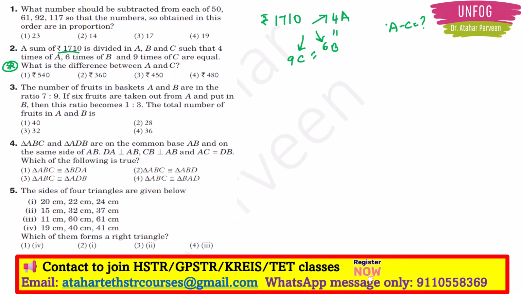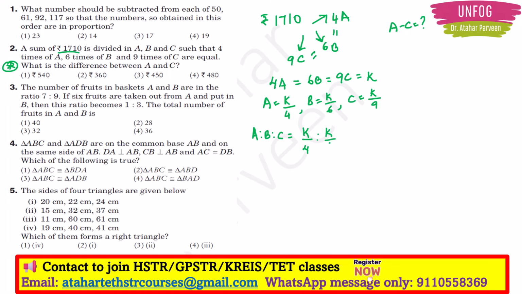So for this type of questions, what you have to do? First you have to assume some constant K. So 4A is equal to 6B is equal to 9C, some constant K. Okay. So with this, what will be A? It will be K by 4. What will be B? It will be K by 6. What will be C? It will be K by 9. Right. Now if I take the ratio of A is to B is to C, then I will write like this, right? K by 4 is to K by 6 is to K by 9, right?